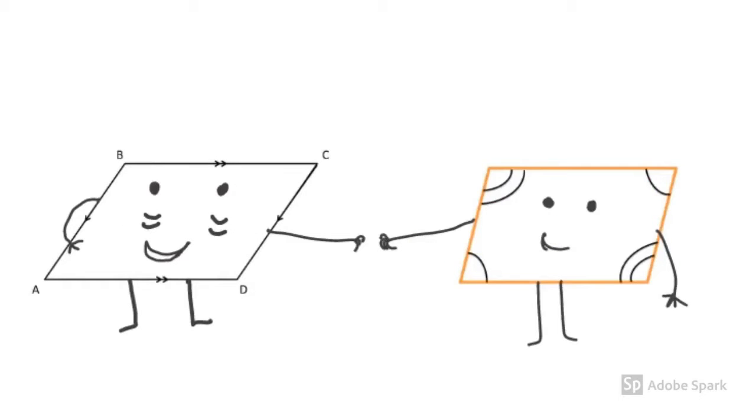This is my brother Peter Parallelogram. Peter, along with all of us other parallelograms, have opposite angles congruent. I love you, Peter. Come in here for a fist bump. Woo.